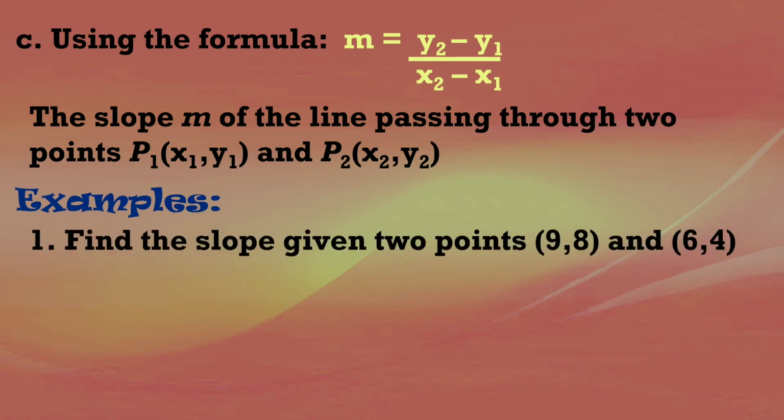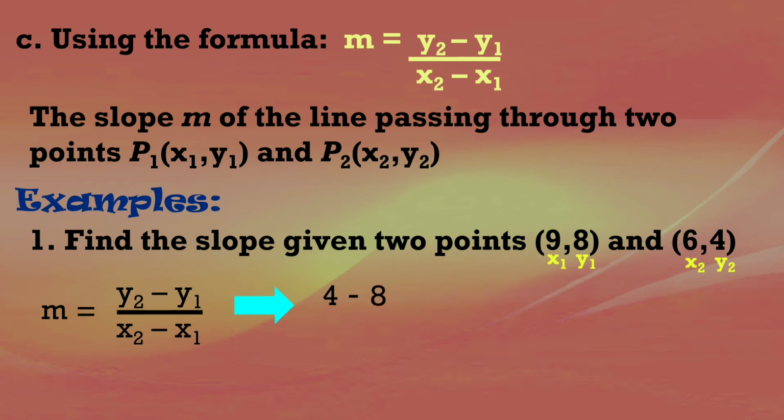So, let's have number 1. Find the slope given 2 points. So, 9, 8, and 6, 4. So, ating formula ay m equals y sub 2 minus y sub 1 over x sub 2 minus x sub 1. So, ating x sub 1 dito ay 9 at ang ating x sub 2 ay 6. Ang ating y sub 1 ay 8 at ang ating y sub 2 ay 4. So, mauna tayo sa y sub 2. So, magiging 4 minus, so, y sub 1 natin ay 8. So, minus 8.